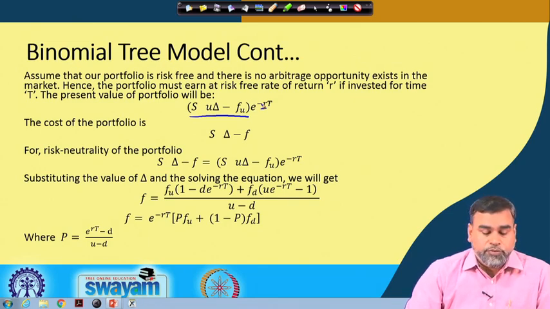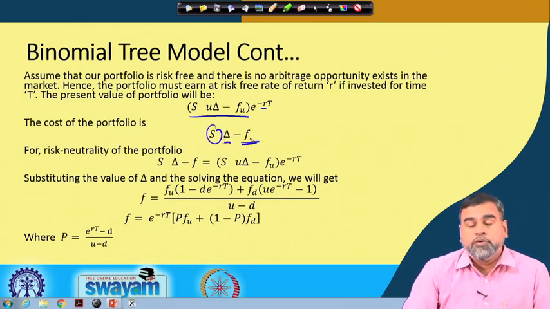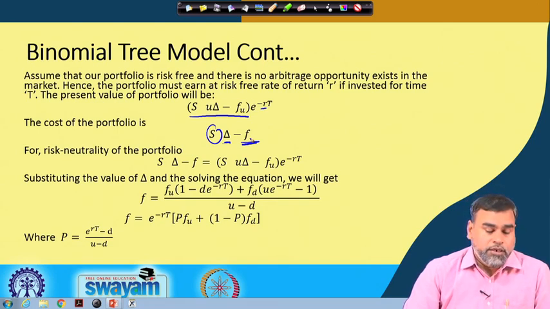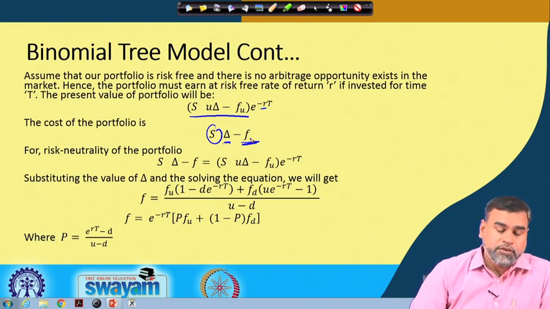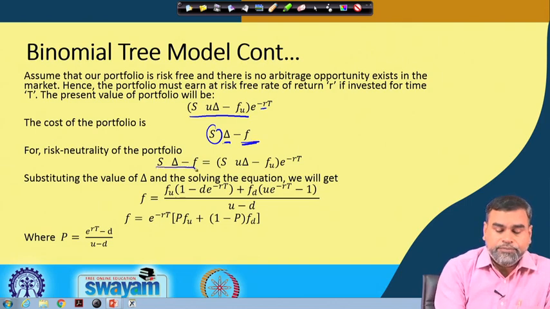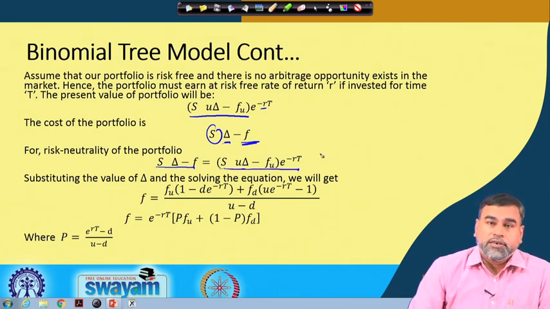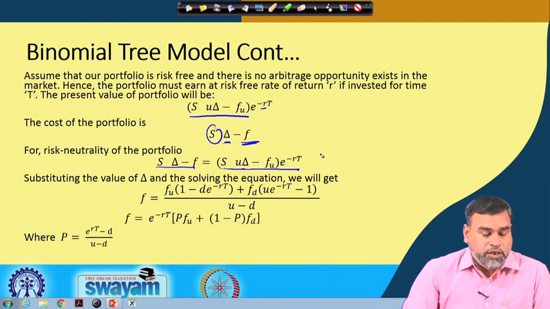And what is the cost of the portfolio? The cost of the portfolio is how much money we have spent on that particular stock. So, it is delta amount of the stock multiplied by the price of the stock minus the premium whatever we have paid. Now, if the particular portfolio is risk neutral, then S delta minus f is equal to S u delta minus f u e to the power minus R t.